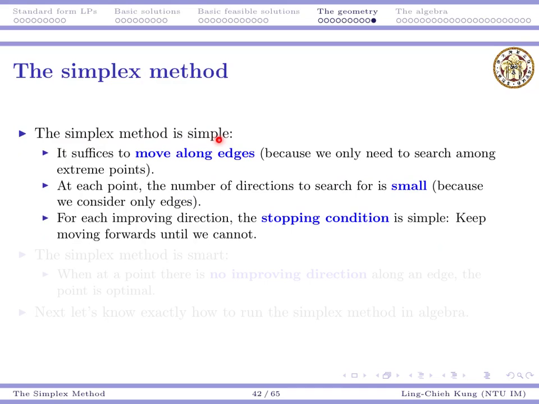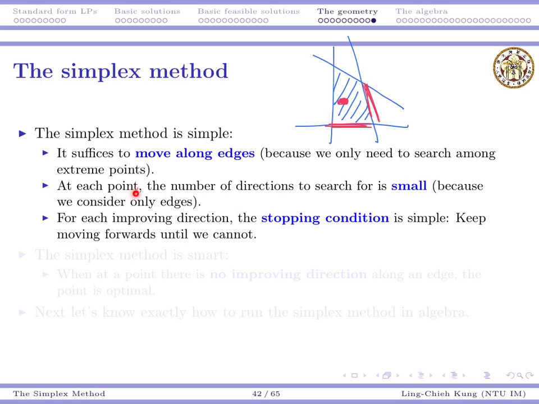And there are some properties. We only move along edges, right? We don't go into the interior of the feasible region. Suppose I have a feasible region like this. All I will do is move along edges. As a simplex method, I will never examine points in the interior of the feasible region, because I know that's not going to be optimal.